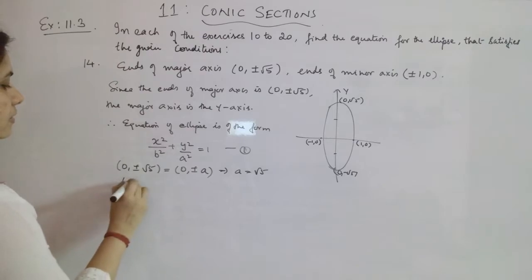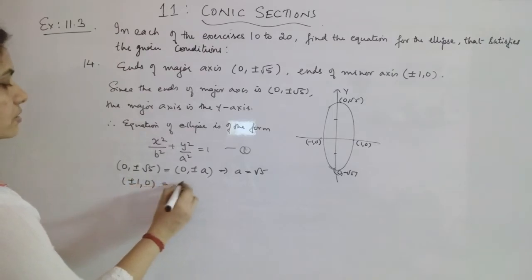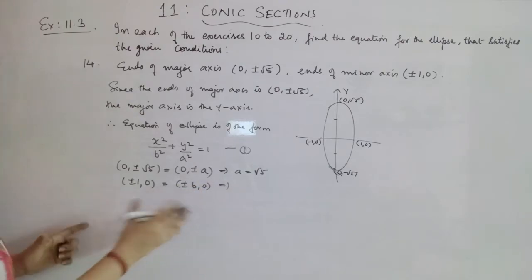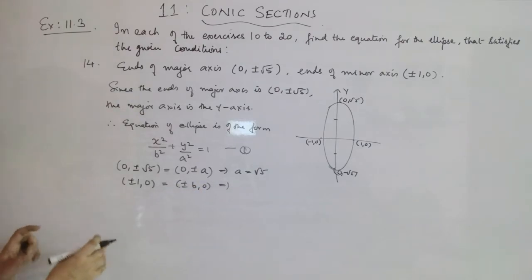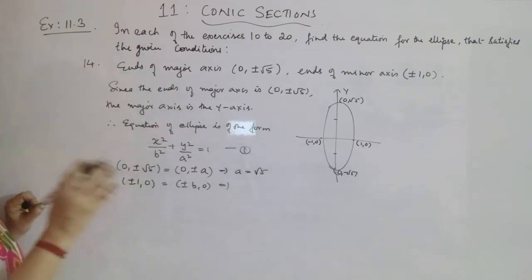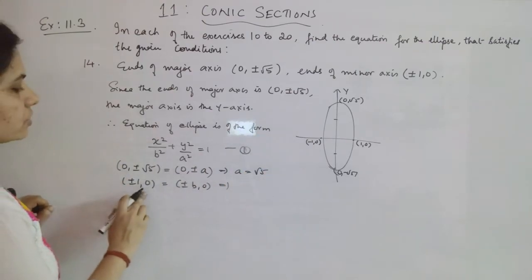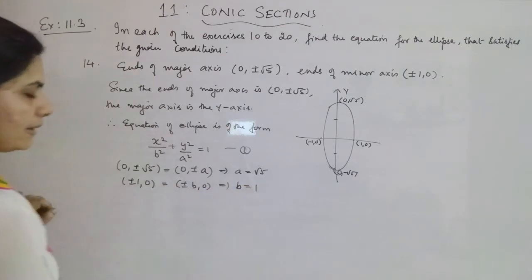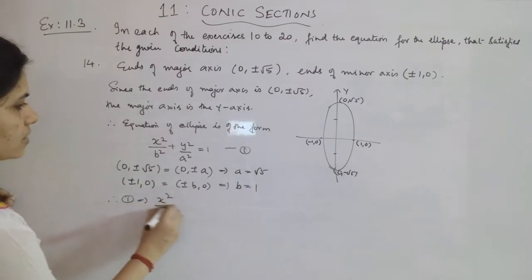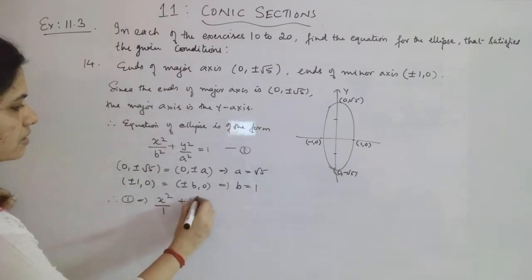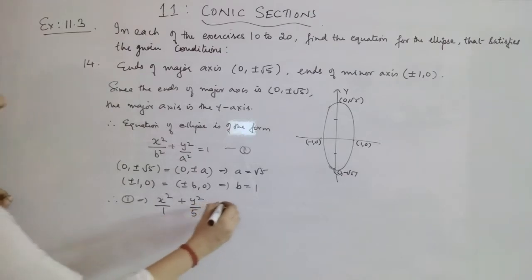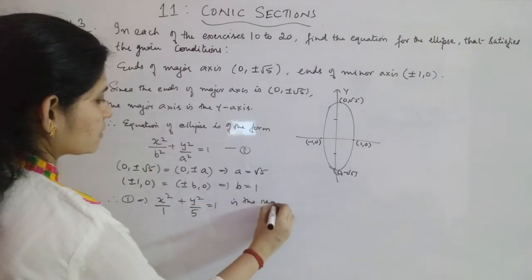1 plus or minus 1, 0 is plus or minus b, 0, that is for the minor axis vertices or endpoints, you can say. You cannot say vertices because that is lying on the major axis. Okay. So here you have b to be 1. Therefore, replacing the values, you will get x square by b square is 1 plus y square by a square is root 5 the whole square, which is 5, equal to 1 is the required equation.